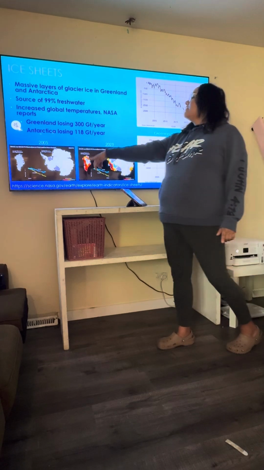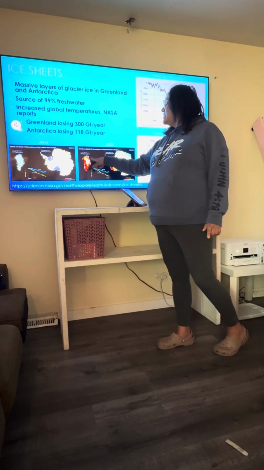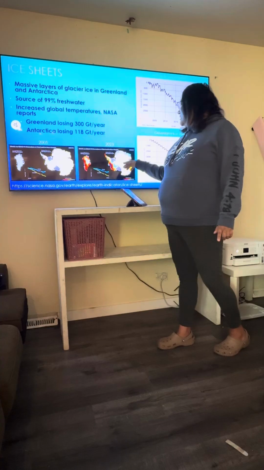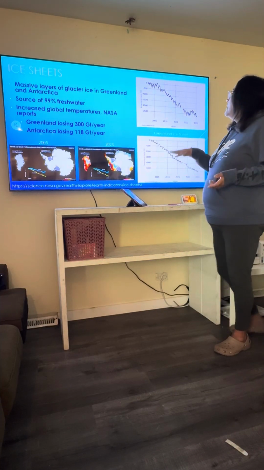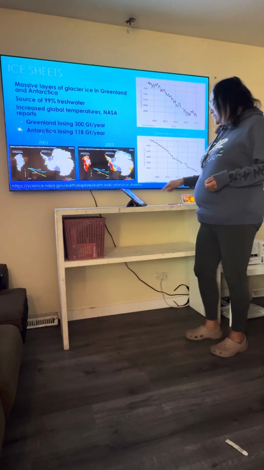So if you see here, there's a lot of white area, and here, as you see, the red is where the ice sheets are decreasing, and in the blue areas is where they're actually increasing. So there's a net decrease over the years for the melting ice sheets.